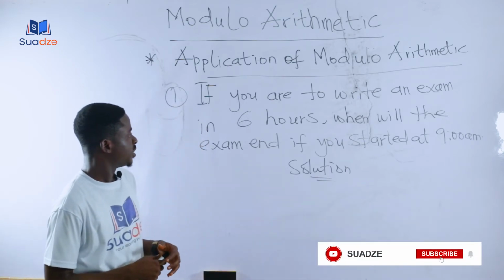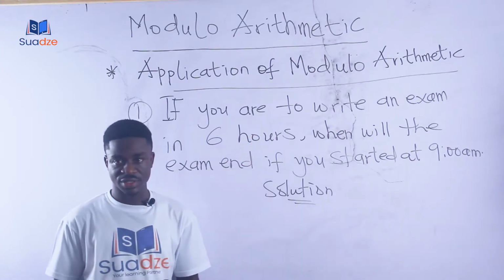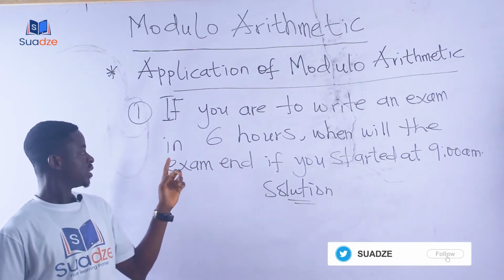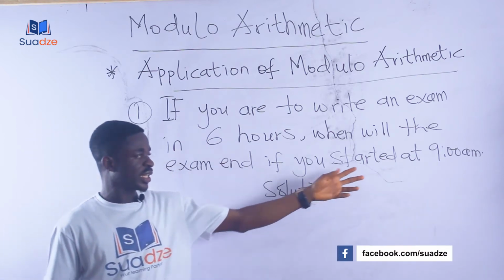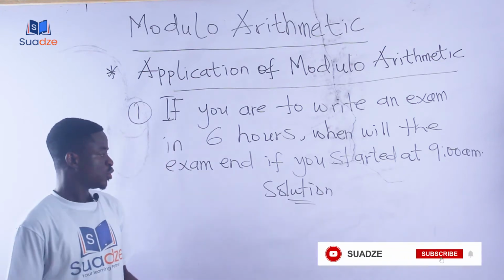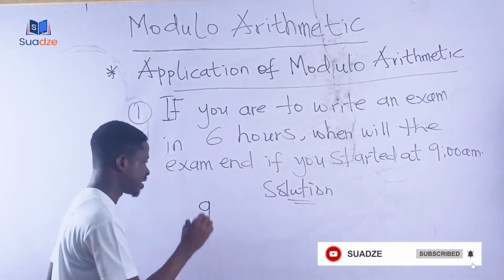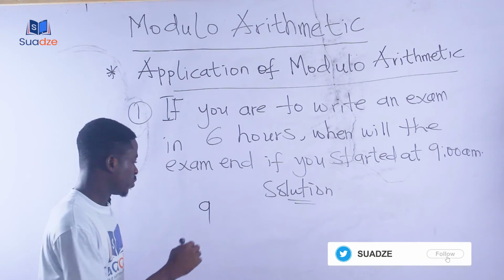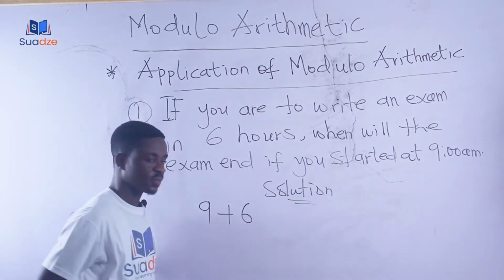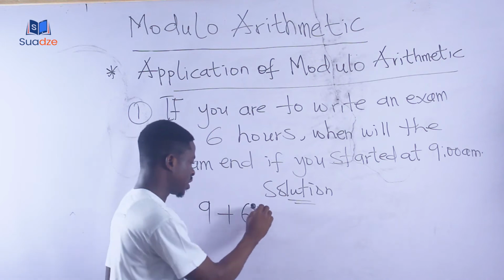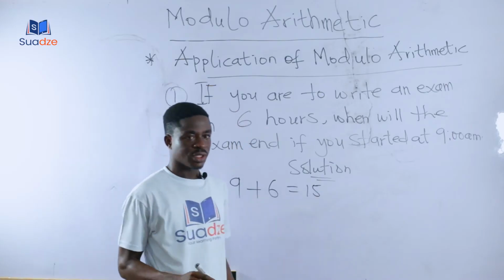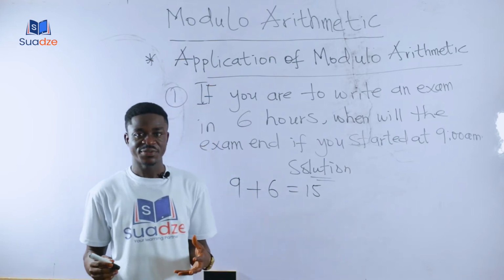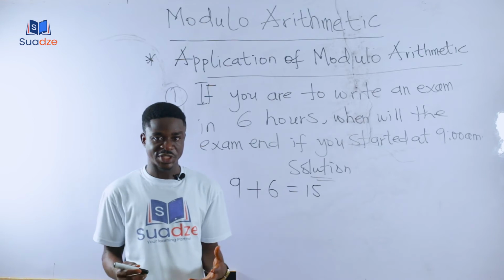The first one says that if you are to write an exam in 6 hours, which means that you are going to spend 6 hours writing a certain paper, when will the exam end if you started at 9 o'clock? So you are going to start at 9 and there is going to be an additional 6 hours to it, which is going to be plus 6. So 9 plus 6 will give us 15. But you are not going to say that the exam is going to end at 15 a.m. There's nothing like 15 a.m.